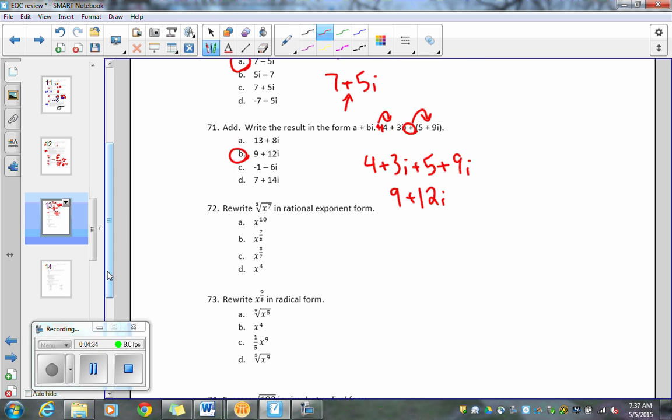Let's keep going. Rewrite the cube root of x to the 7th power in rational exponent form. If you remember, our answer is going to look like x to the 7 over 3. Now, how do we get that? Remember, the numerator of my exponent stays with the base. The 3 gets thrown outside of the radical here, like that.